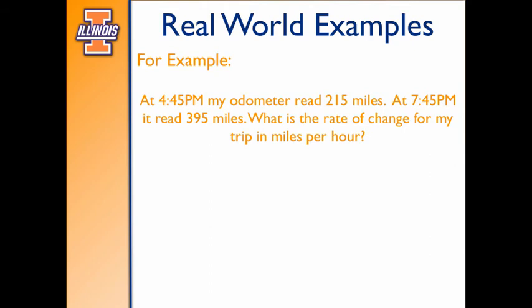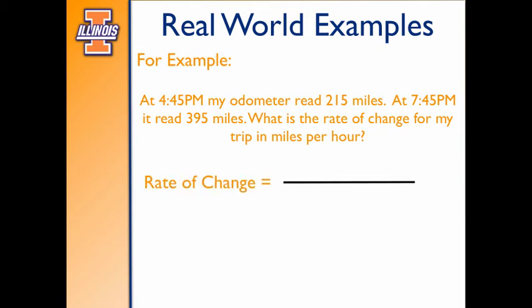Now let's calculate rate of change from a real-world example. At 4:45 p.m., my odometer read 215 miles. At 7:45 p.m., it read 395 miles. What is the rate of change for my trip in miles per hour?